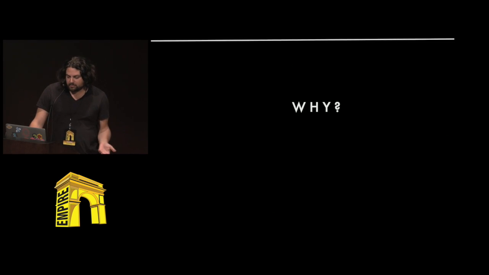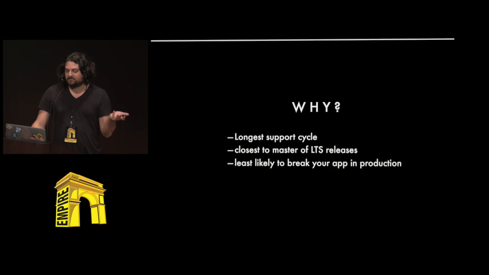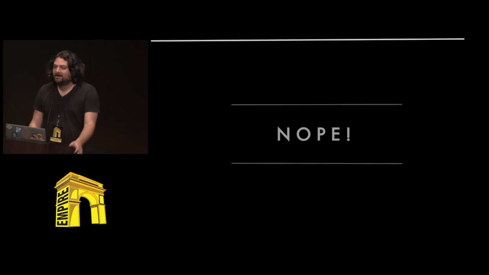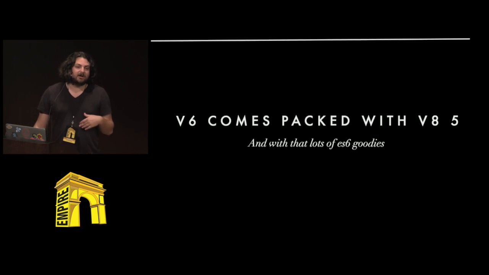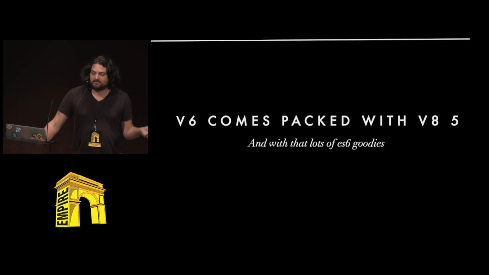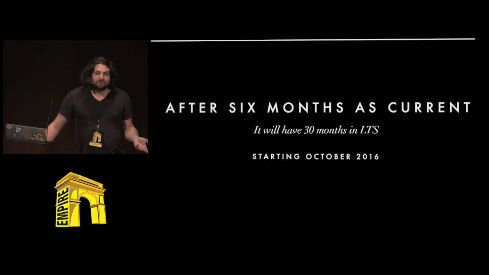And I told you the longest support cycle closest to the LTS lines, and it's not likely to break. Do you have to? No, you can really do whatever you want. I'm not going to tell you what to do. V6 comes with the latest version of V8, which comes with all the new ES 2016 goodies, and there's some valid reasons why you may want to use that. I'd maybe urge you to wait until October to do it, or closer to October.